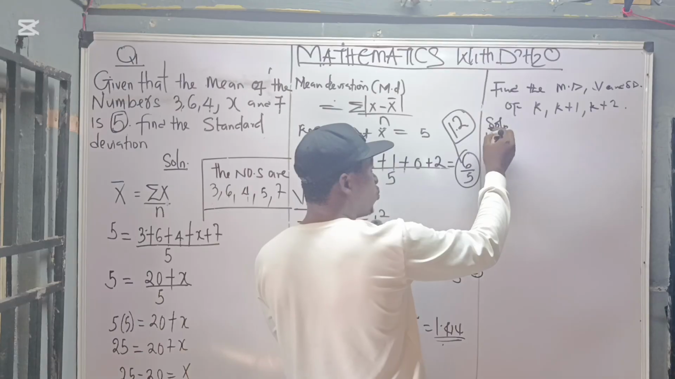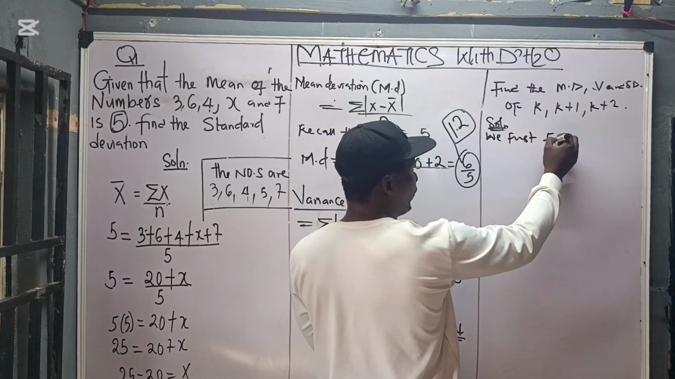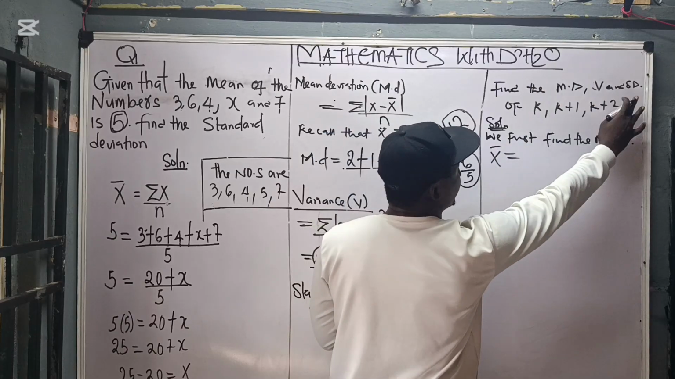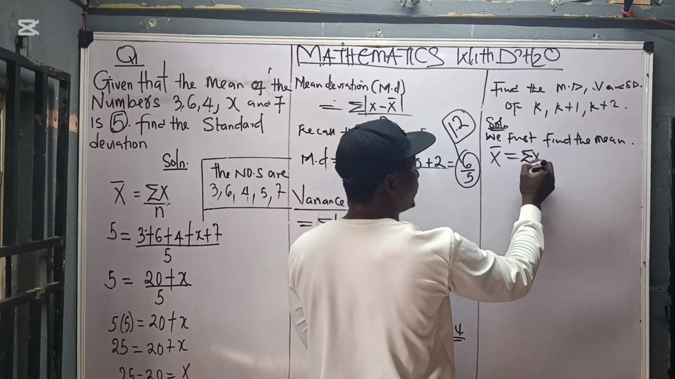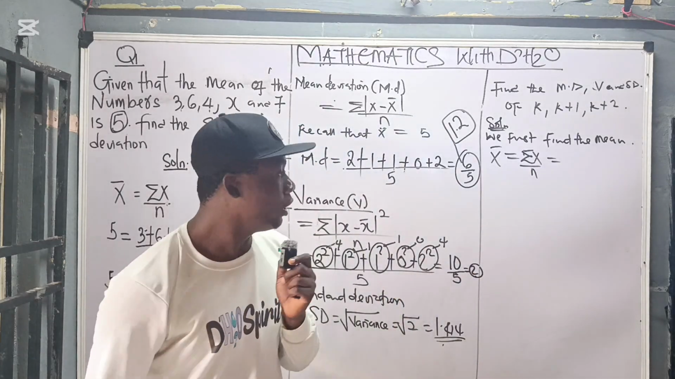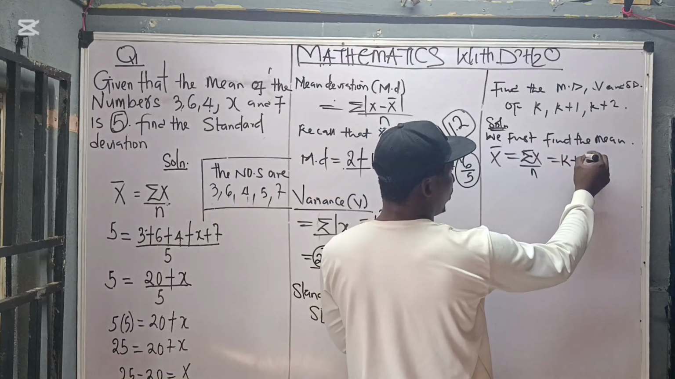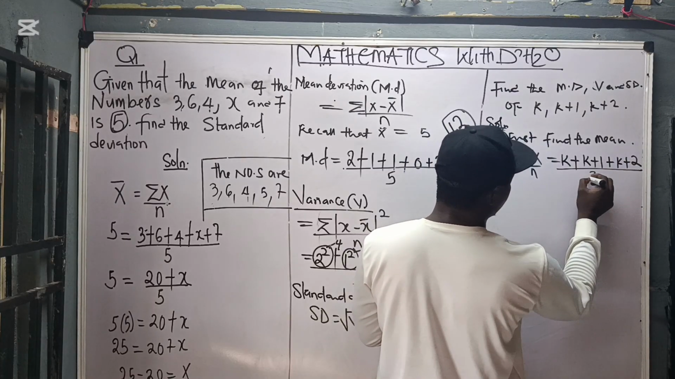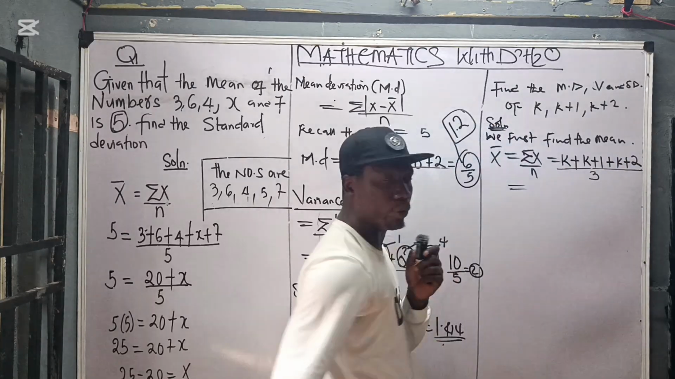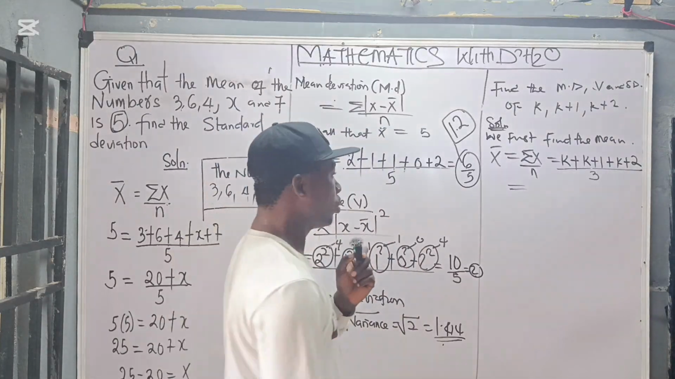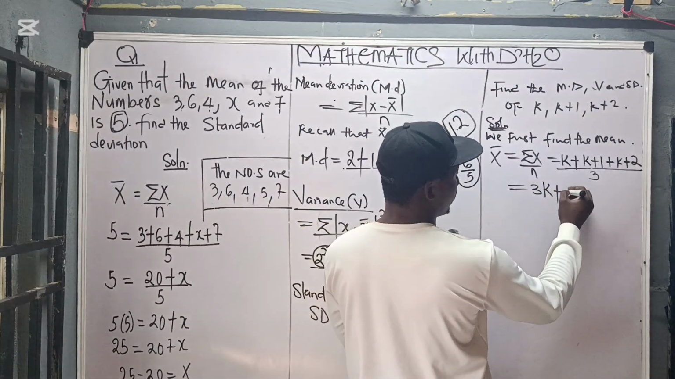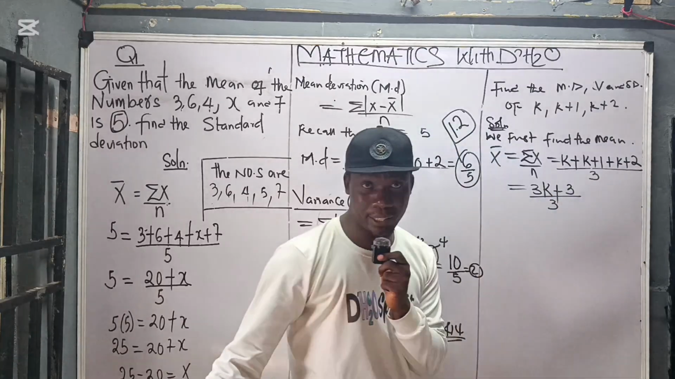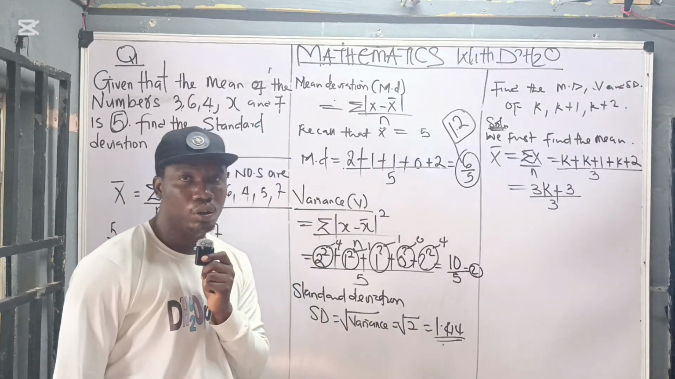Solution. We first find the mean. So mean is the summation of x over n. So let's add it up together. What do you have? You have k plus k plus 1 plus k plus 2, all over 3. So what would that give us? k plus k plus k will give us 3k. So I get 3k, now plus 3, all over 3. See, k, 3k, 1 plus 2 should be 3. That's 3k plus 3 over 3.